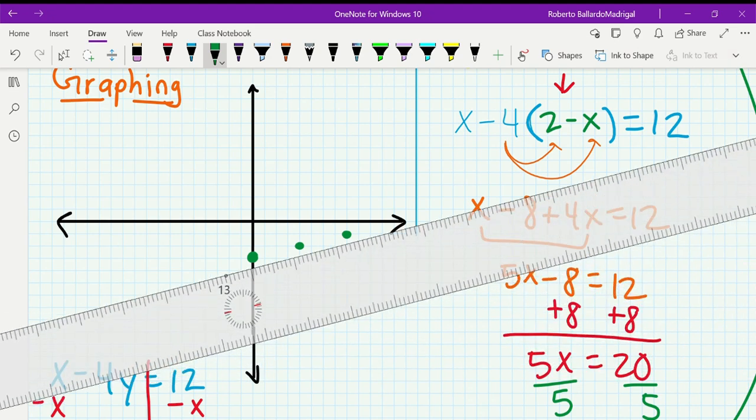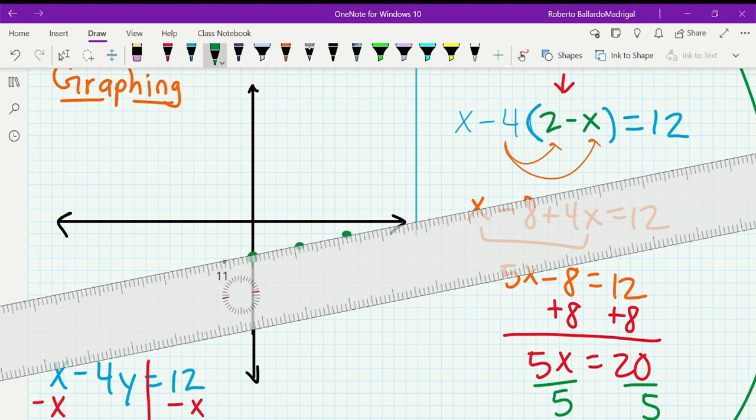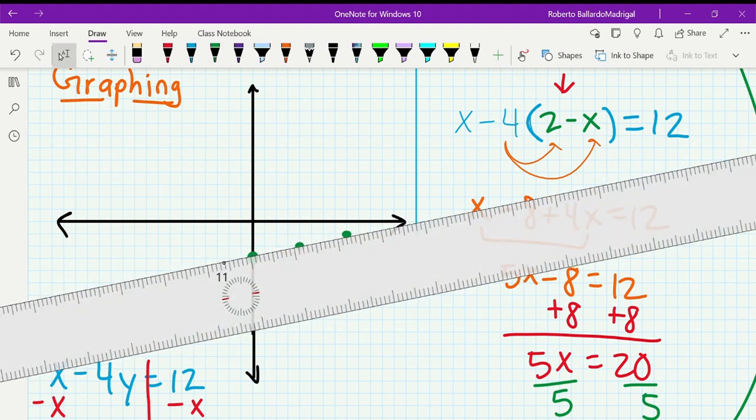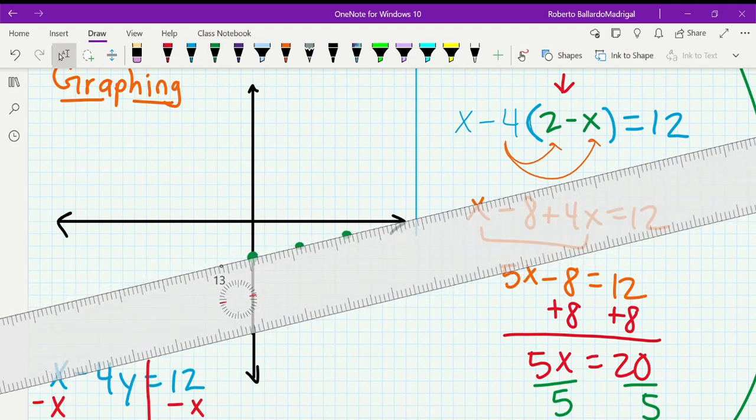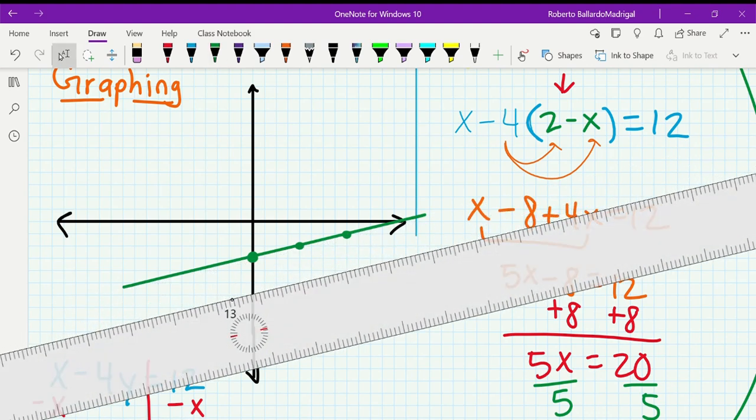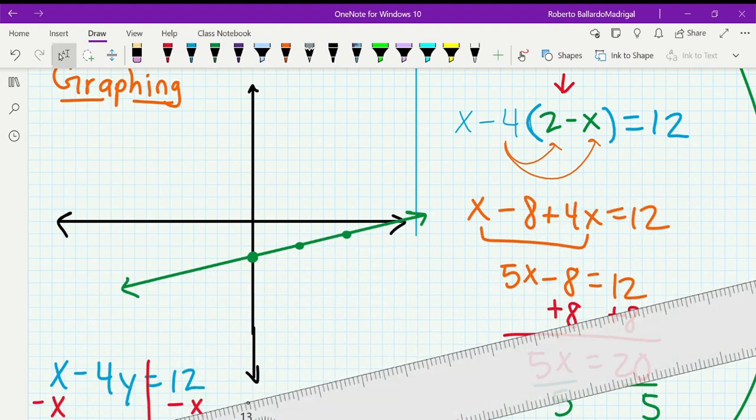Can I use this ruler thing here? Okay. And we're going to go ahead and graph a straight line right here. So that's the first one.